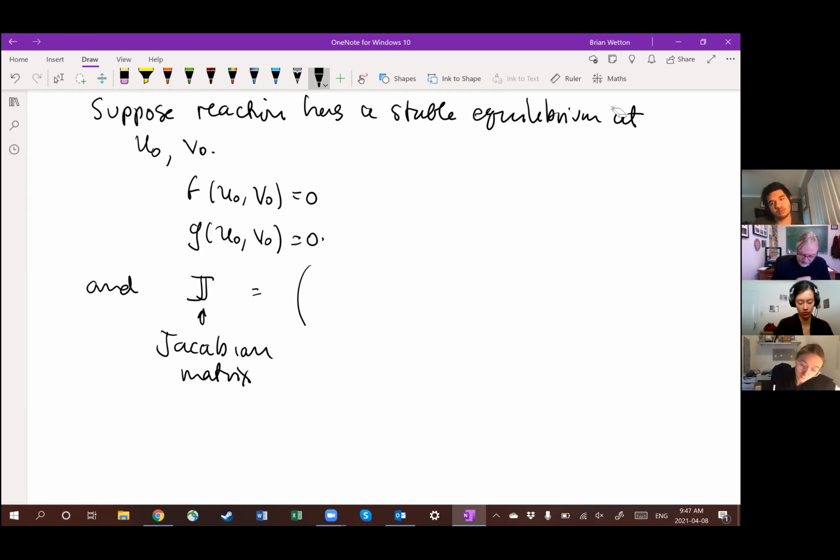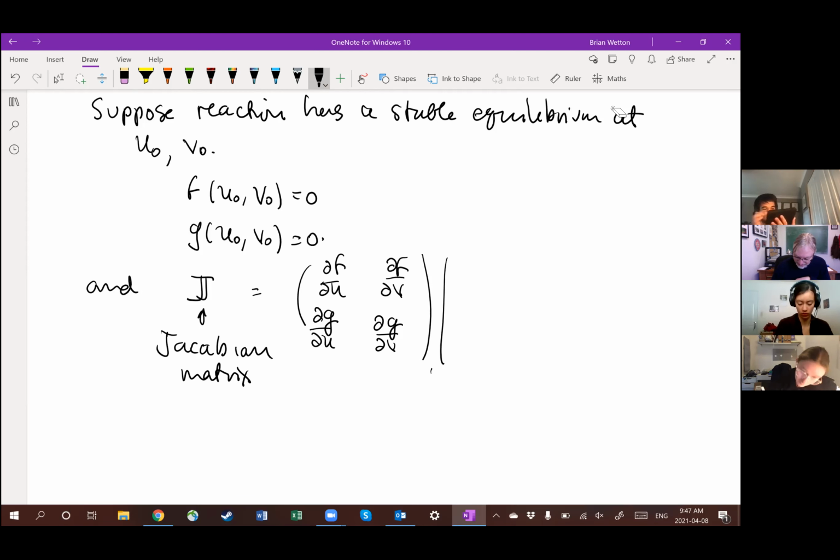This is df du, df dv, dg du, dg dv. I'm going to evaluate all of those coefficients at this equilibrium point. And then that's a matrix that's describing the linear behavior near the equilibrium point. And I want to have exponential decay. So this, I'm going to say, has two eigenvalues, and they both have negative real parts.